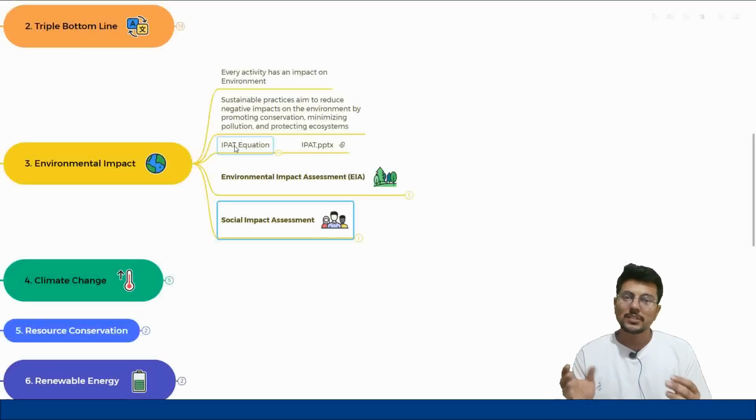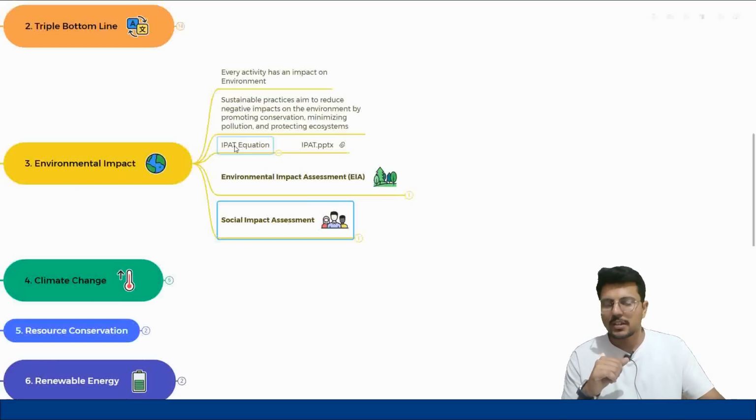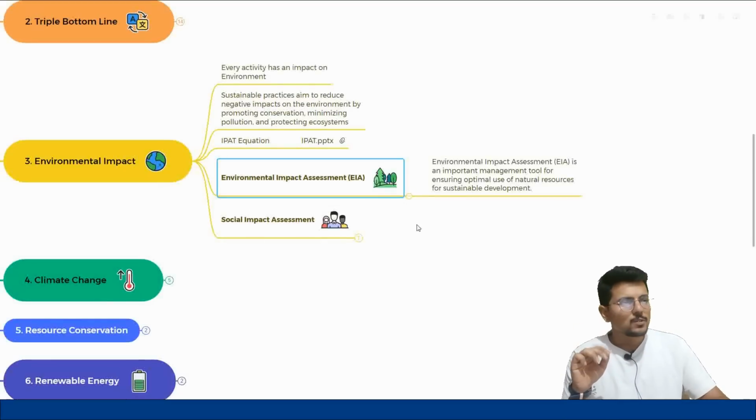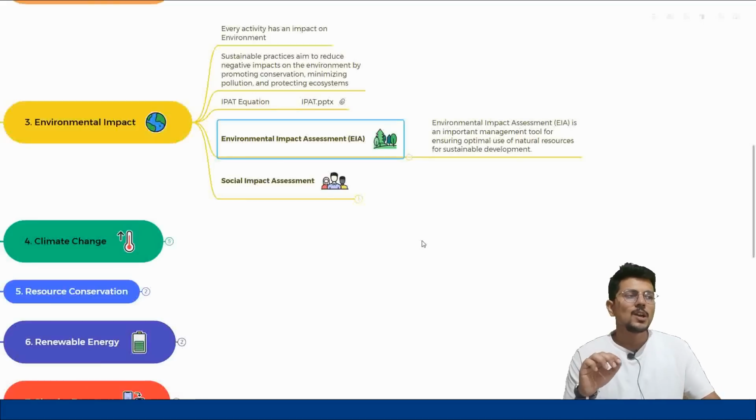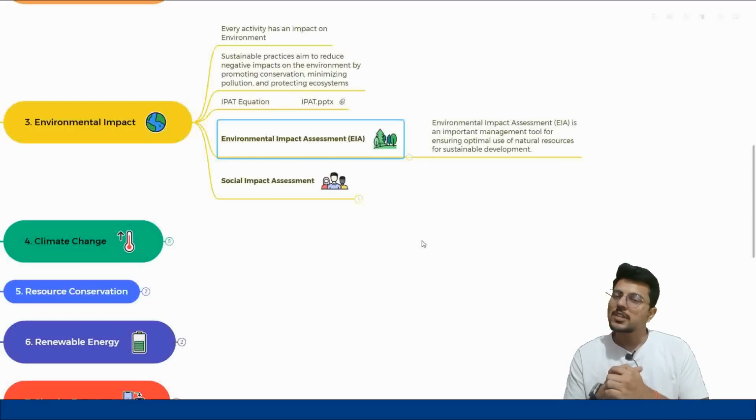organizational level, the capacity increases multifold, and that's why whenever an organization starts working, there is a mandate in multiple countries across the world that they should have environmental impact assessment. So in short, if I want to tell you what is environmental impact assessment, this is a very important management tool to ensure optimal use of resources for sustainable development.